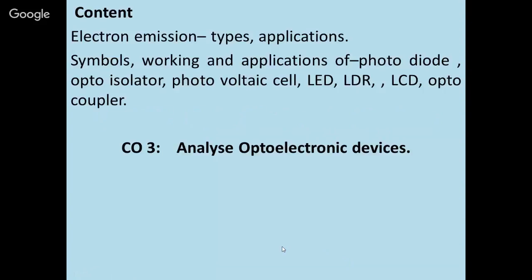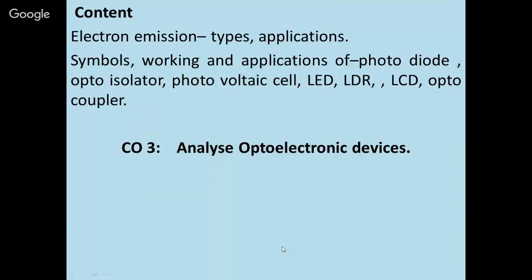So today we'll discuss unit 3, that is optoelectronic devices. The content of optoelectronic devices is electron emission. What are the different types of emissions? Then what are the different applications we are seeing?